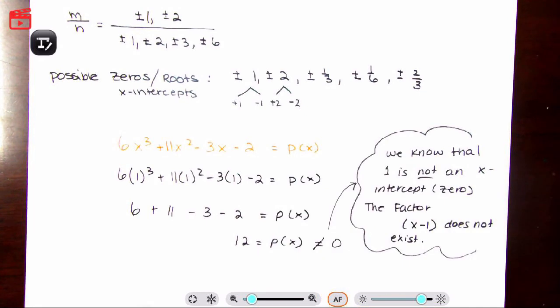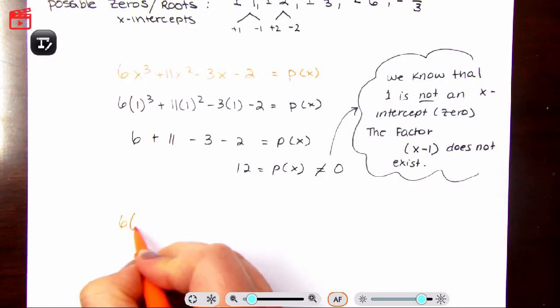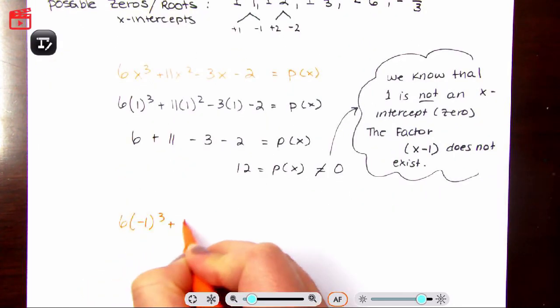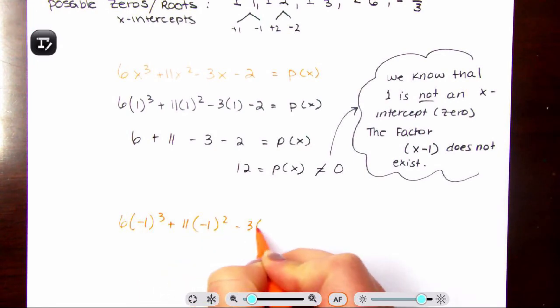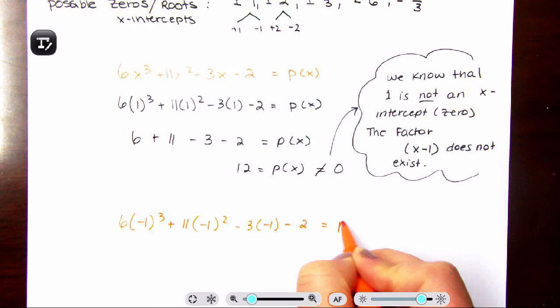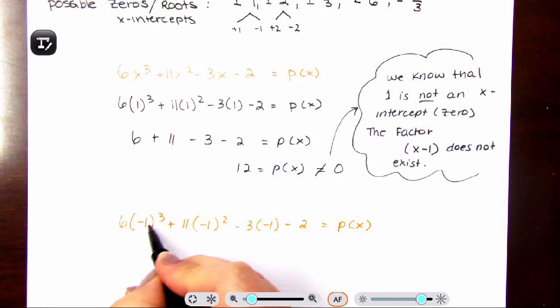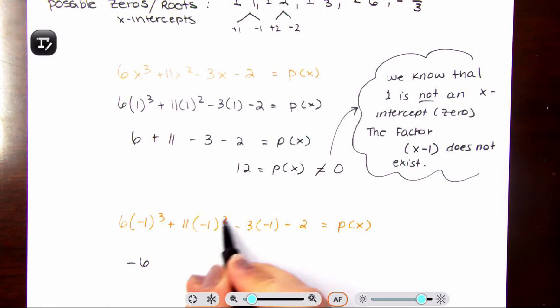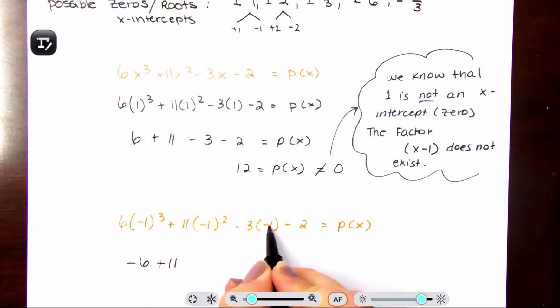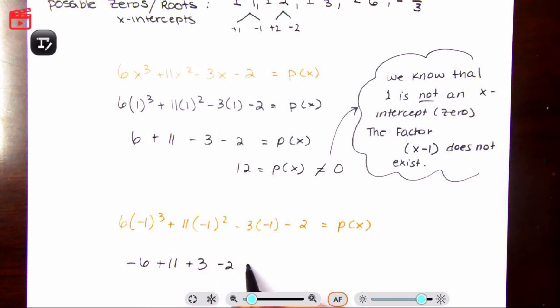All right, let's try another one. So again, I'm going to just switch colors so that way we can tell the difference. Let's try negative 1. This is why you use parentheses, because especially with negatives, it's easier to mess up. So I have negative 1 cubed, that is a negative, so I have negative 6. Negative squared, that's positive. Negative times a negative, that's a positive. And minus 2, p of x. And we're going to type that in. Negative 6 plus 11 plus 3 minus 2. And that gives me p of x is equal to 6.